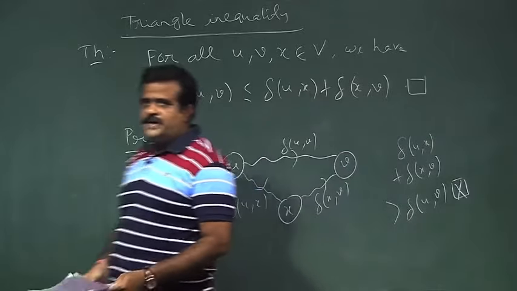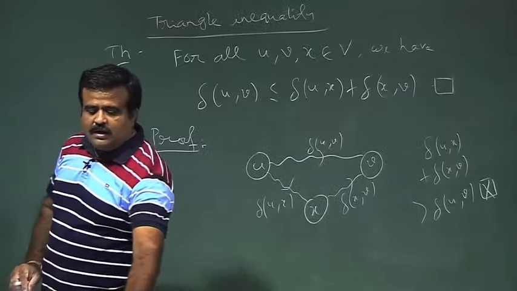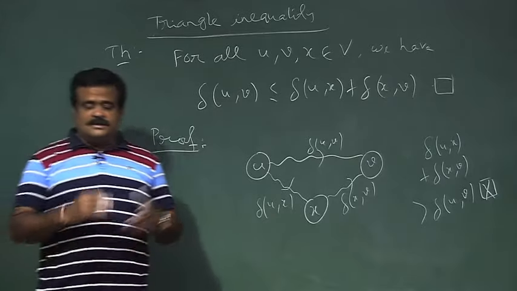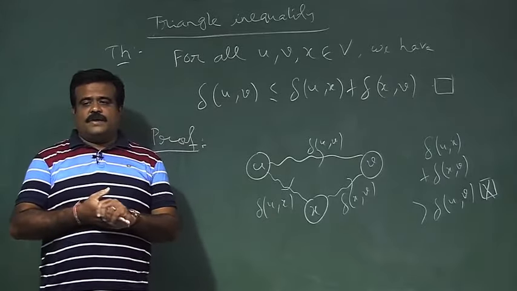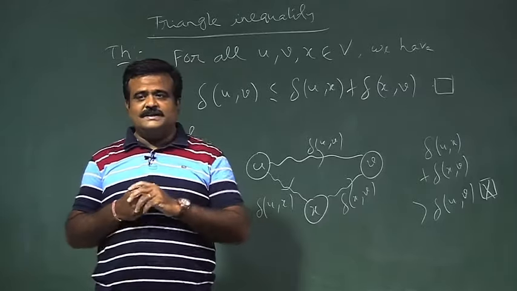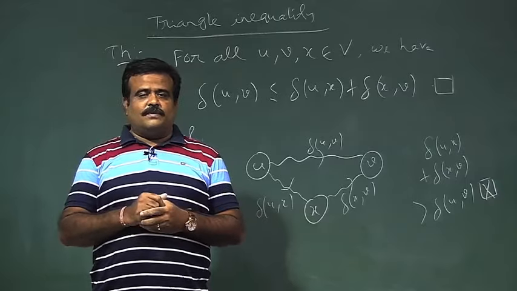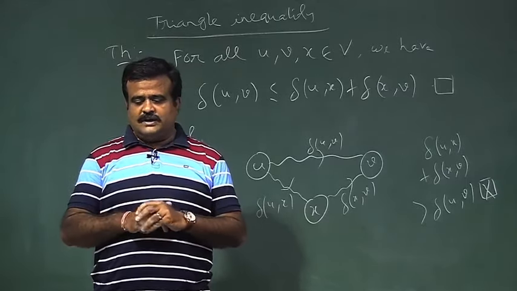So this is called the triangular inequality. We will use this inequality in our algorithm for finding the single source shortest path. We are given a source S, and from there we will find all the shortest paths to every other vertex. That is Dijkstra's algorithm.